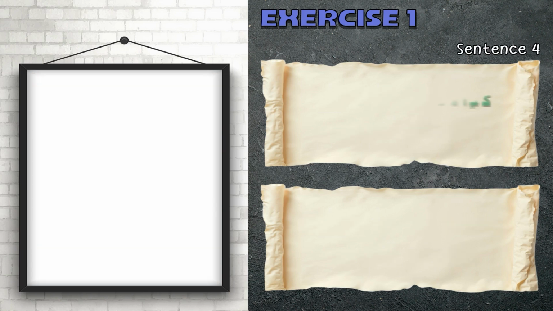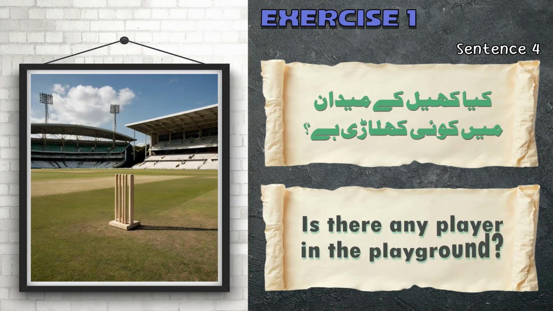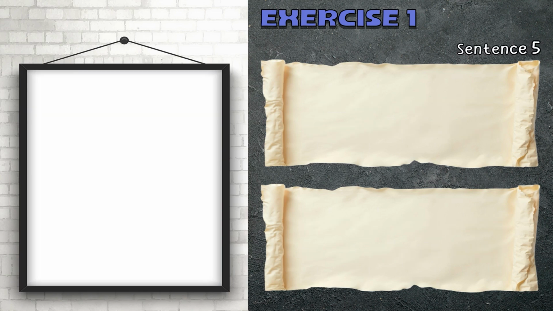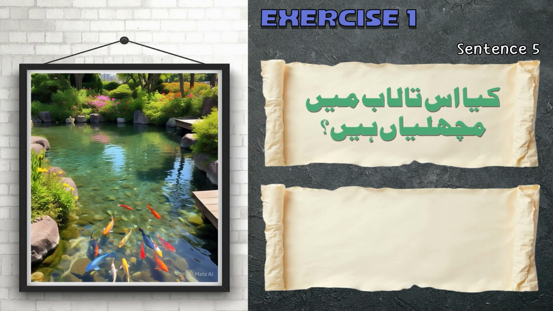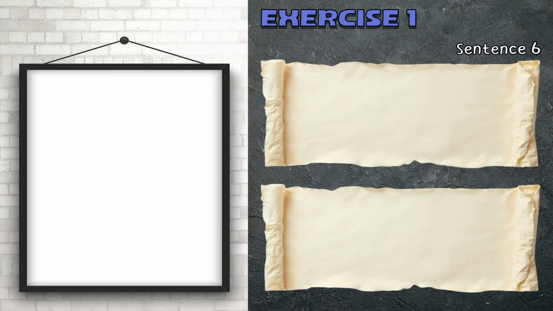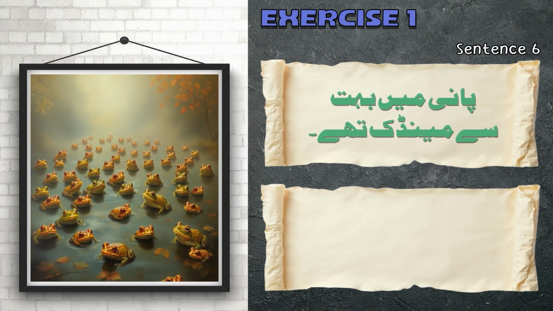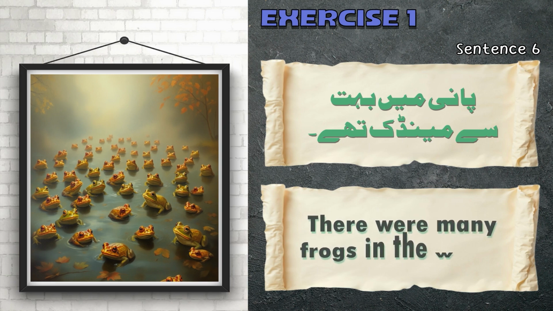Sentence 4. क्या खेल के मैदान में कोई खिलाड़ी है? Is there any player in the playground? Sentence 5. क्या इस तालाब में मछलियां हैं? Are there fish in this pond? Sentence 6. पानी में बहुत से मेंढक थे. There were many frogs in the water.